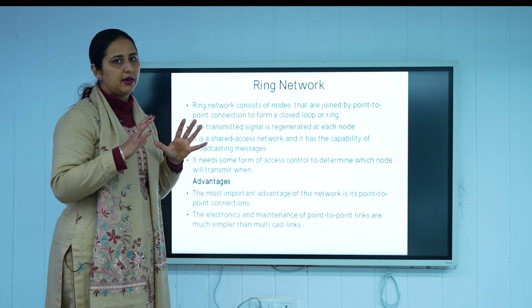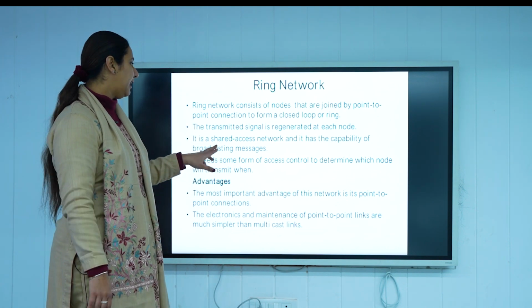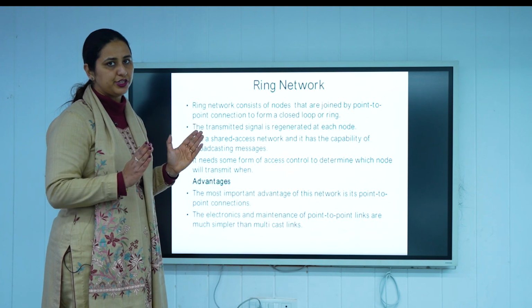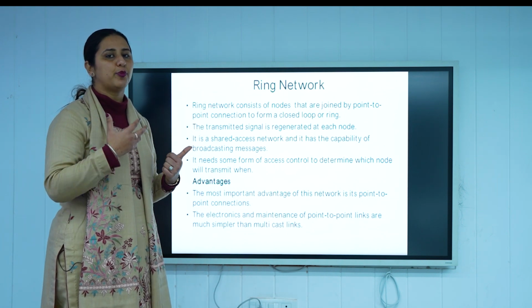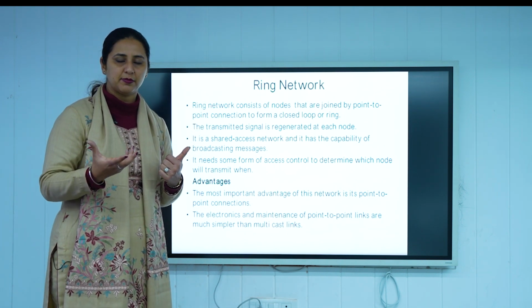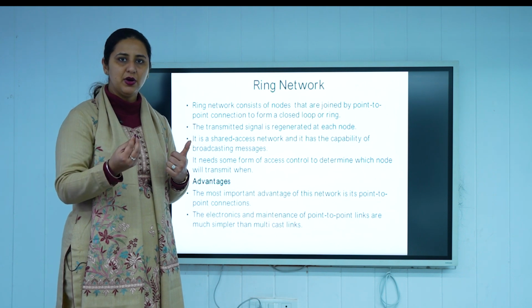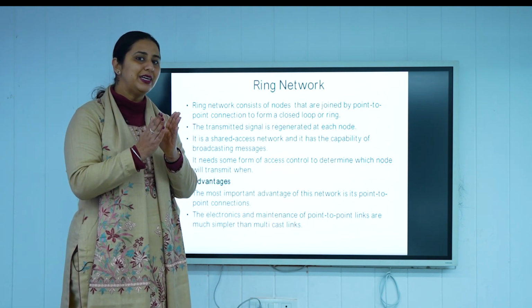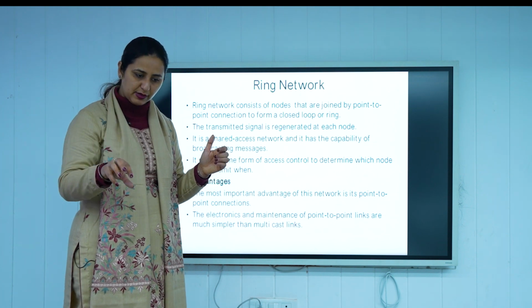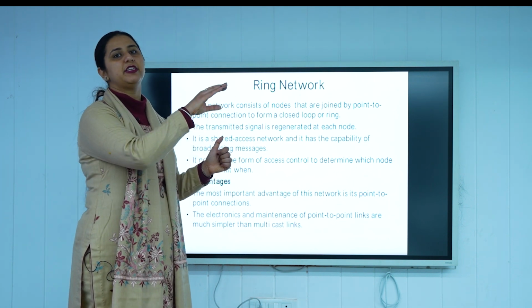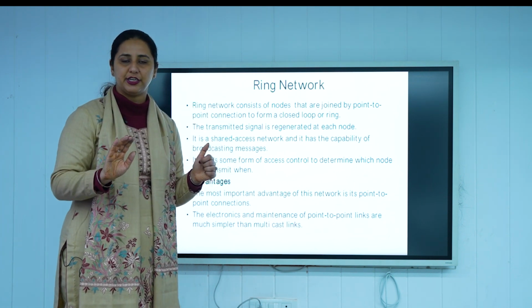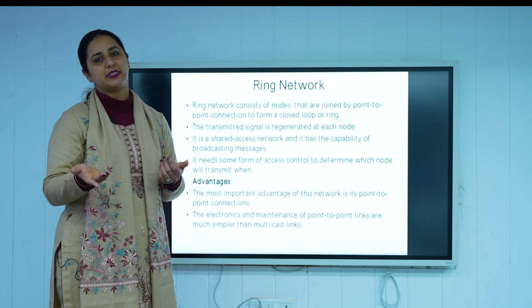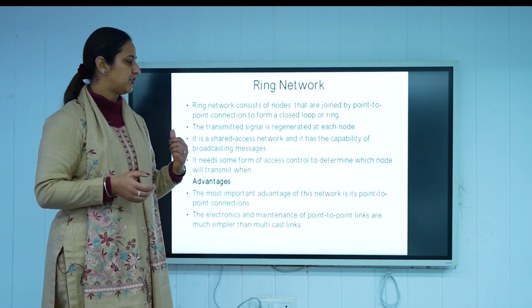Then they are accessing a shared network, and this topology has the capability of broadcasting the message. Why is the message being broadcasted? As I told you, each and every node is sending the information to its adjacent node. So it will subsequently follow each and every station to reach the final destination. In that way, your message is being broadcasted in this topology.